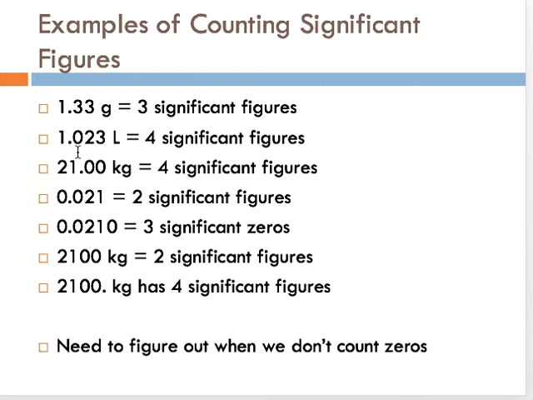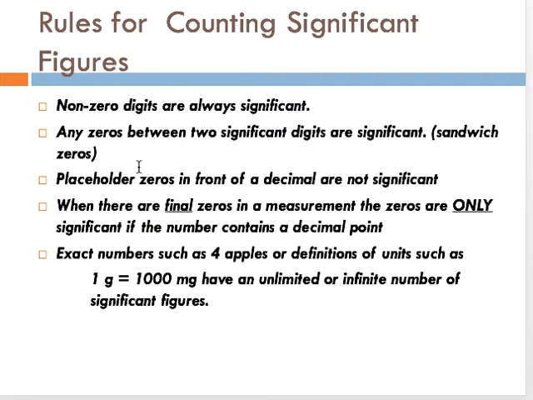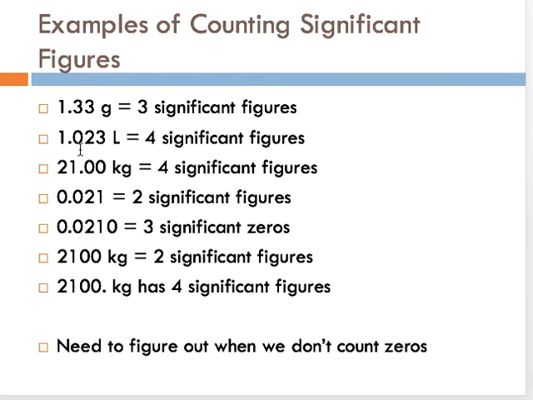All right, now here's a 0. You always have to be careful of zeros. But if you go back to the rules, you can see any zeros between 2 significant digits are significant. They're called sandwich zeros. So notice that this 0 is in between. It's like a sandwich. So we count it. So 1, 2, 3, 4. Okay. Now, here's the next one. You've got zeros again. All right? They're at the end of a number.